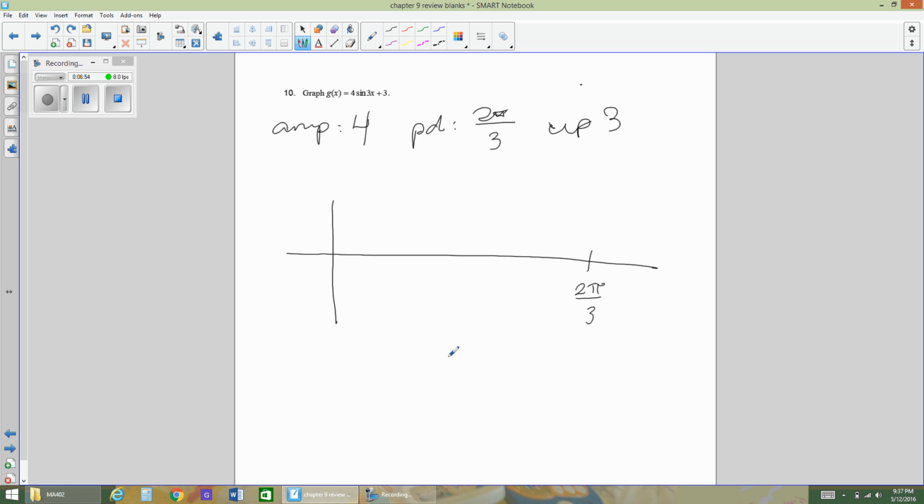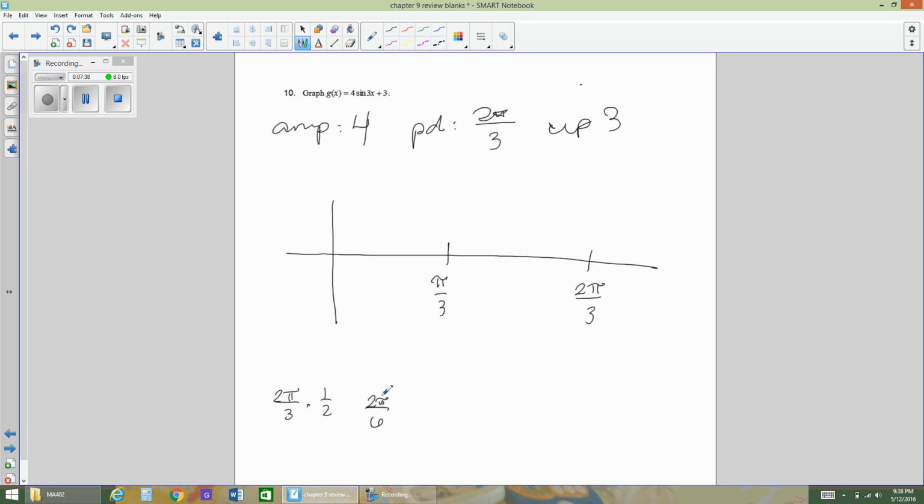Now remember, you need to know the halfway mark, the quarter mark, and the 3/4 mark. So what is half of 2 pi over 3? Well, 2 pi over 3 times a half is just 2 pi over 6. Unfortunately, 2 pi over 6 reduces into pi over 3. And I say unfortunately just because when they reduce, it's more work for us. Okay, so that's the halfway point.